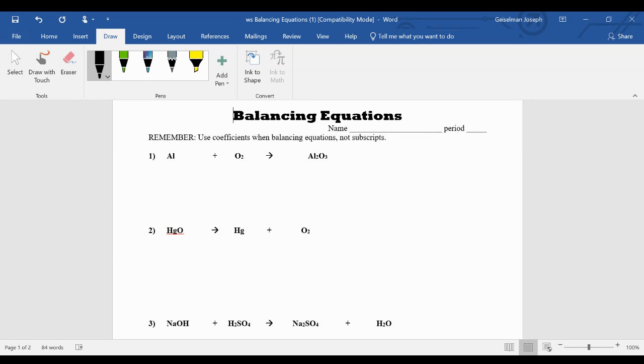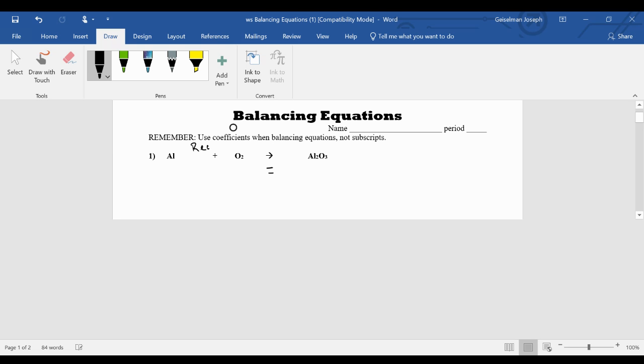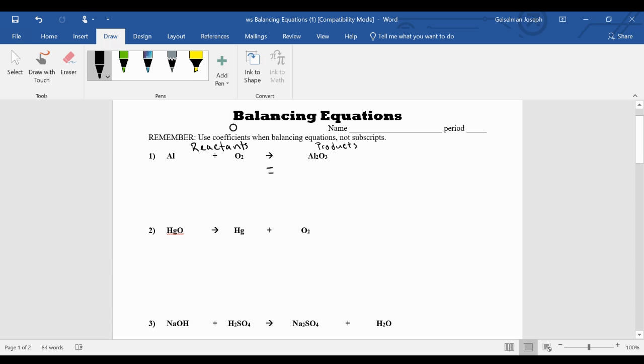All right, hello everybody. Today we're going to go over the balancing equations worksheet. Remember, we can think of the arrow like an equal sign. We have our reactants and our products in our chemical equation. And now what we're going to do is count up, just to make sure.